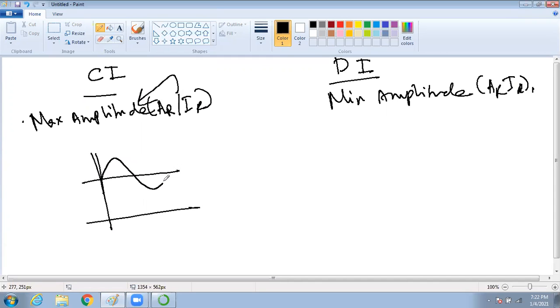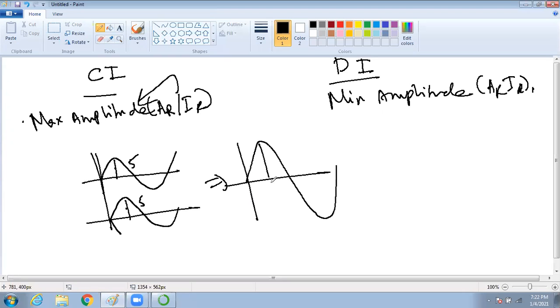See, here you have two waves and you have one more wave. So if both merge, if this is 5 and this is 5, the resultant will be what? 10. Maximum. Both are merging. Simple.